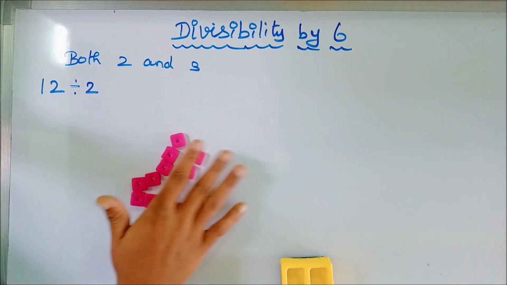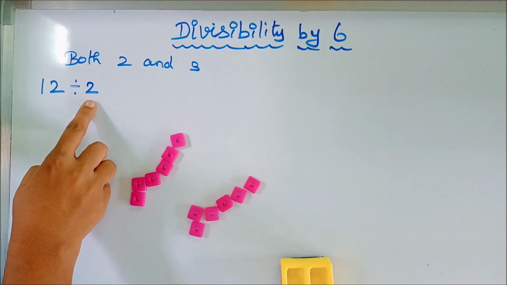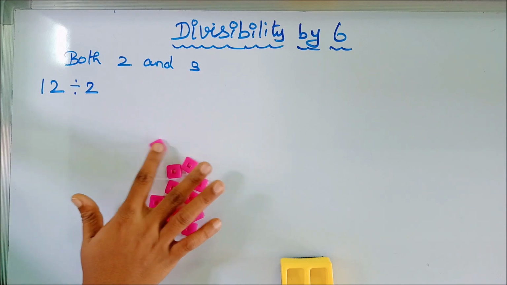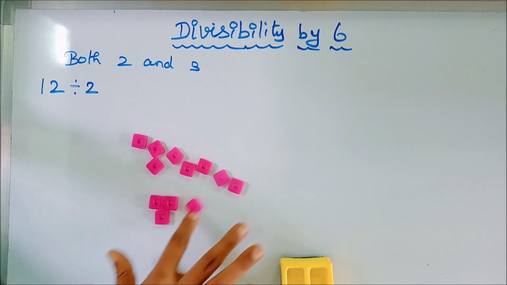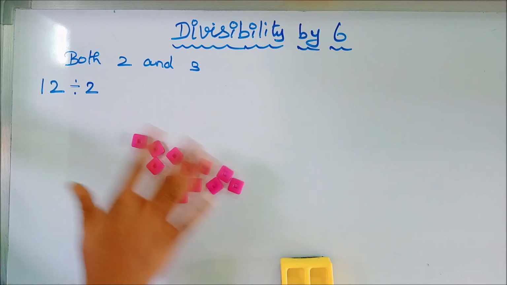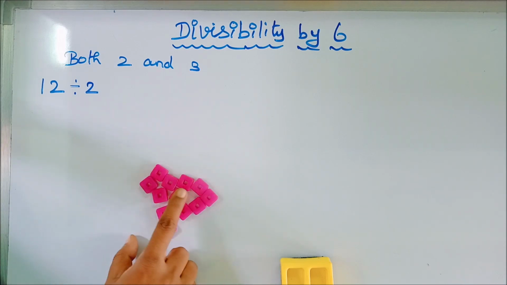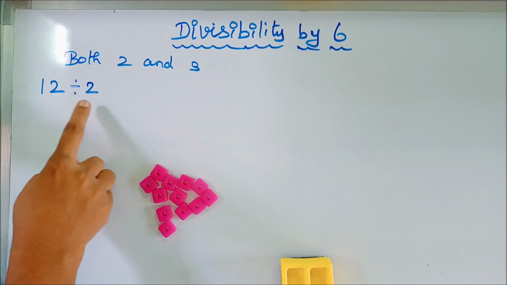For that, you have to divide the 12 things into 2 equal parts. For that, we take 12 shapes. So, 1, 2, 3, 4, 5, 6, 7, 8, 9, 10, 11, 12. Thus, we have taken 12 shapes. You have to divide these 12 shapes into 2 equal parts without any remainder. Then only we can say 12 is divisible by 2.